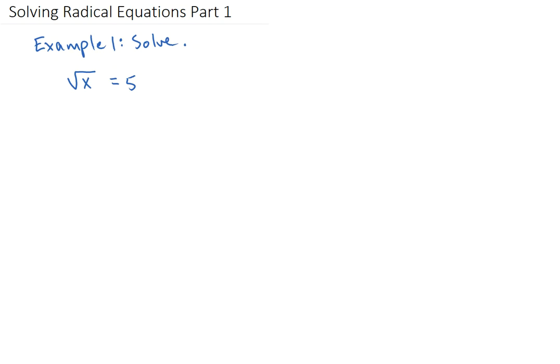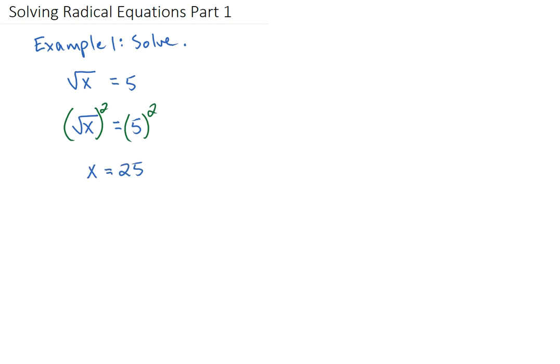So here, the x is being square rooted. The way you undo a square root is you square it. So we need to square both sides. We square the left in order to undo the square root. We square the right because whatever we do to one side of the equation, we have to do to the other. Then the result is x equals 25.